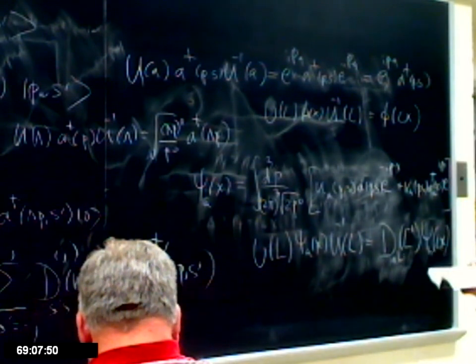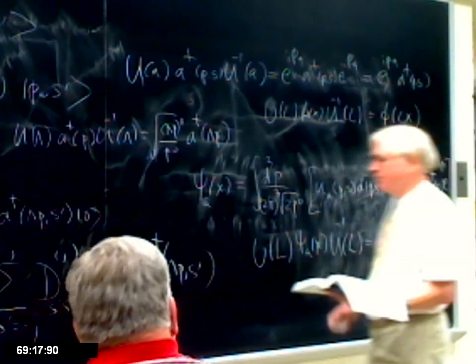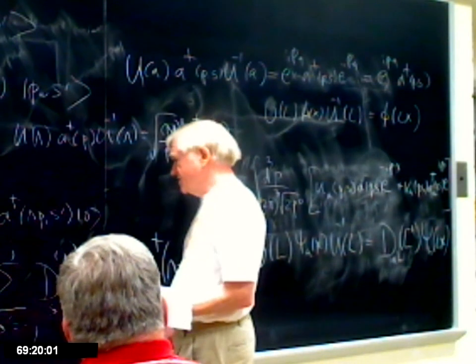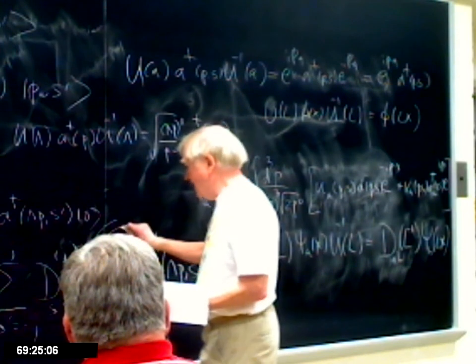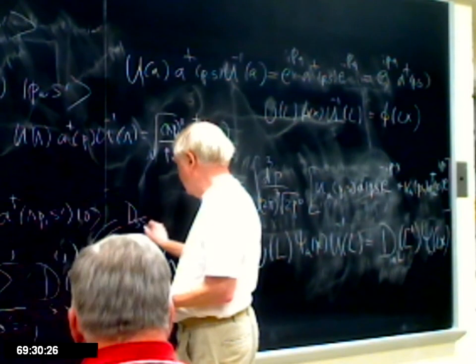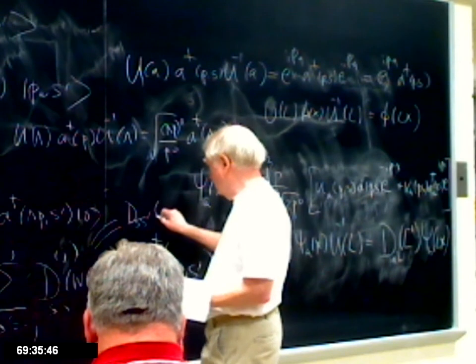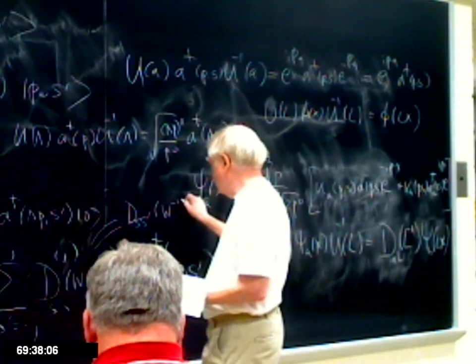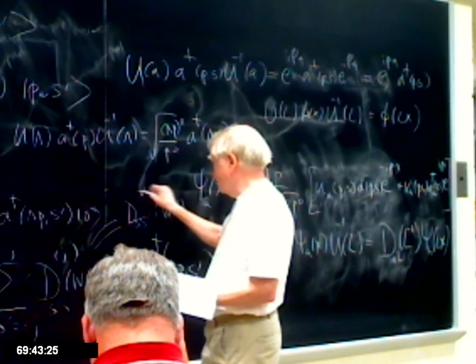All right. There is one little twist that one can have here. This is S prime S. You can write that as D S S prime of W inverse and star.